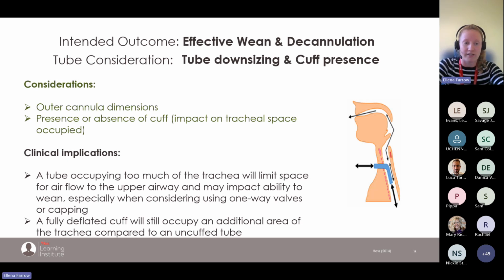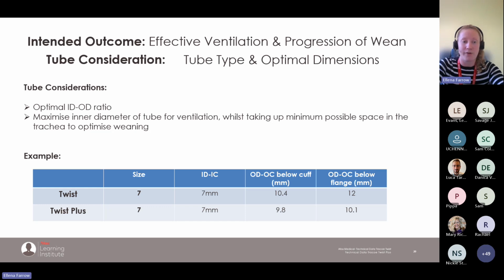So there we go. Looking at our intended outcome for effective wean and decannulation, we might want to consider downsizing tubes or the presence of a cuff, whether that's needed. And then we're going to have patients that don't fit into either of those categories, or they're a mixture of both categories. So you might want to be able to provide your optimal ventilation, but also commence and progress weaning. And this is where the importance of understanding your dimensions and tube differences can have a really significant impact on your tube choice and outcomes.